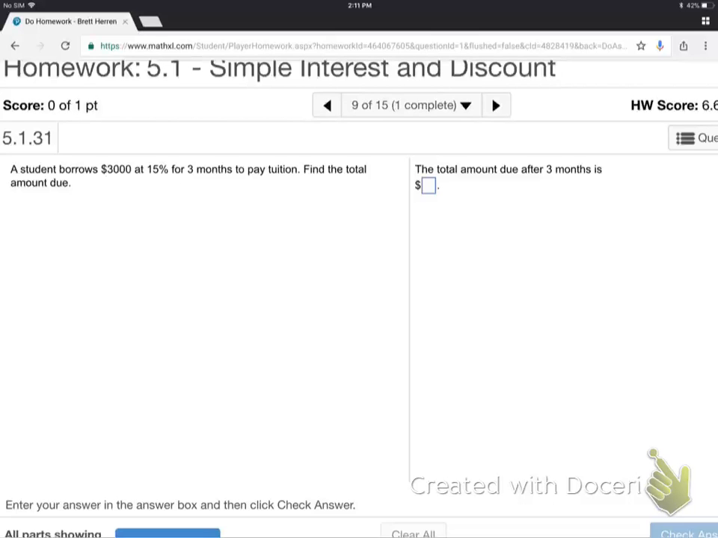All right, okay. So someone borrows $3,000 at 15% for 3 months to pay tuition. Find the total amount due. So the amount due, same formula, P times (1 plus RT). I'm going to switch it around, RT plus 1. Same formula either way. Doesn't matter.